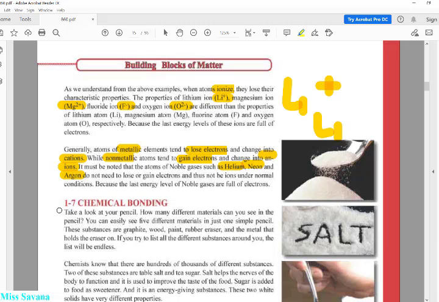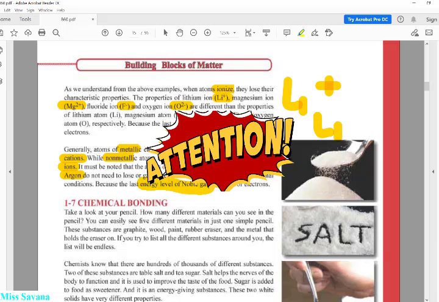Under normal conditions you won't find them as ions unless I pressure them so that they gain or lose. Because their last, why guys, this is the most important thing, why do the noble gases not tend to form an ion? Why don't noble gases form ions? Because the last energy level of the noble gases is full with electrons. They are stable, they don't need to gain.